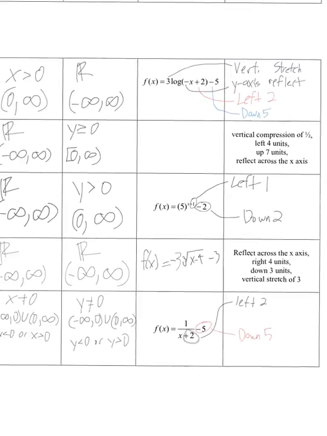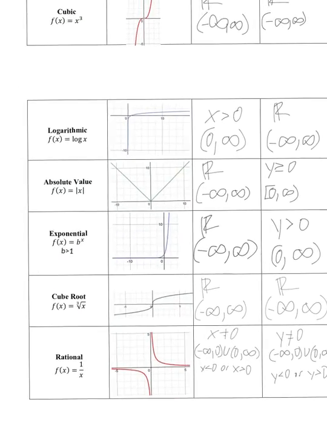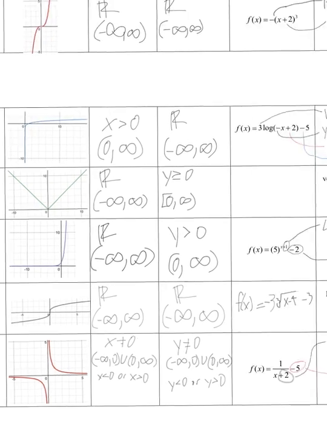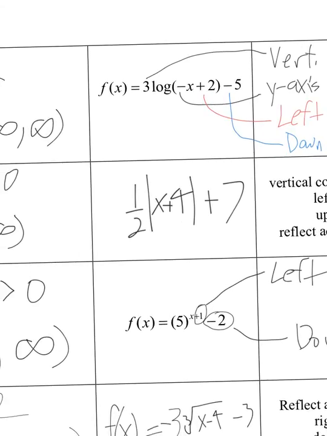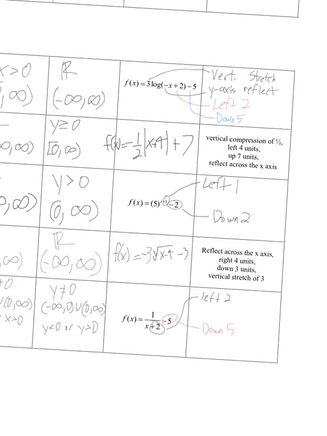So, oh no, it's not going to wrap this up. I skipped the absolute value transformation. We have a vertical compression of 1/2. That means we're going to have a 1/2 out in front. And then it's going to go left 4 units. So that means I'm going to plus 4. Sorry, my phone's vibrating. Plus 4 on the inside, and then up 7, plus 7 on the outside, and then reflect across the x-axis, negative out in front. So throw an f of x equals, and yeah, now we're done, okay?